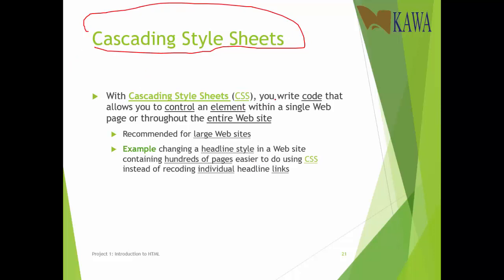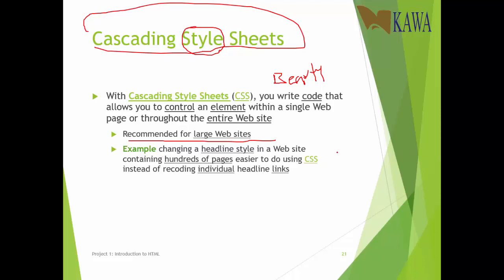So we take a dive into cascading style sheets. Within CSS, you write code that allows you to control an element within a single web page, and sell to the entire website. So CSS, in short terms, is beauty and look. You can style, you have the word style. It's the style or the beauty of how your site will look. It's recommended for large websites.